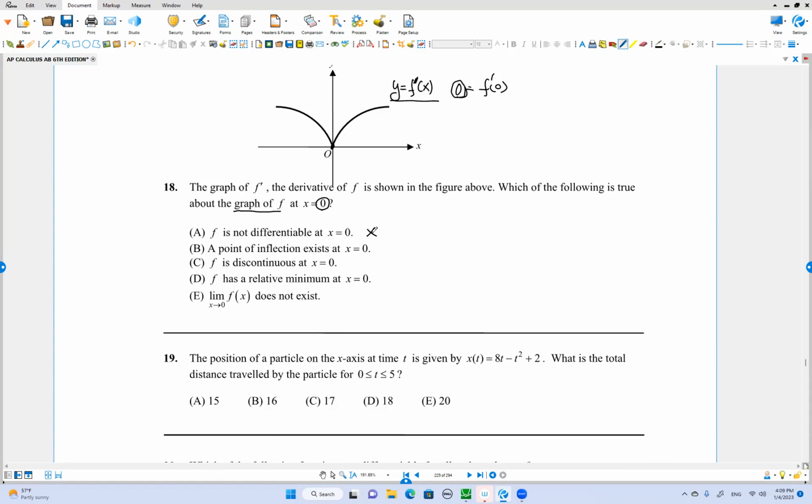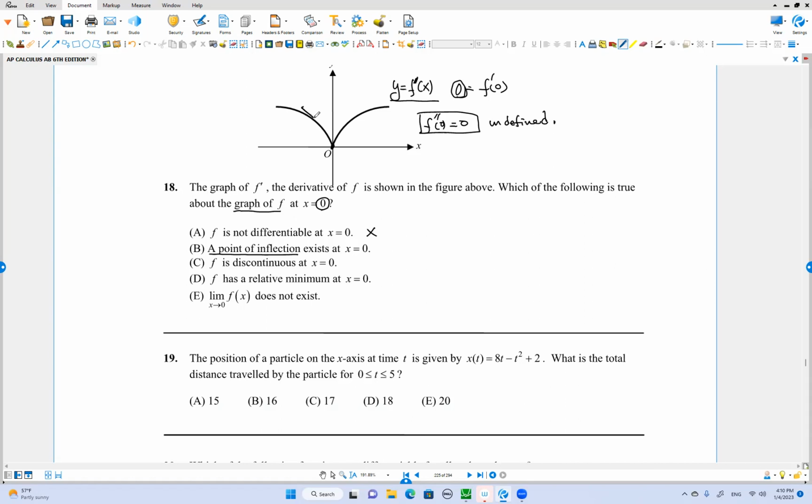A point of inflection at x equals 0. A point of inflection is what? Second derivative. We have a first derivative there. So the derivative of the first derivative is the second derivative. Okay, the second derivative is 0, or undefined, the same thing, or undefined. Like we're going to check it out. They change concavity, right? The slope of the first derivative is the second derivative.